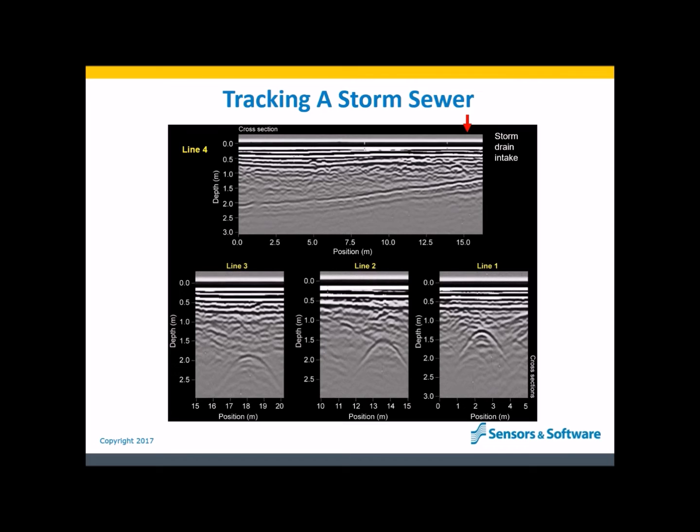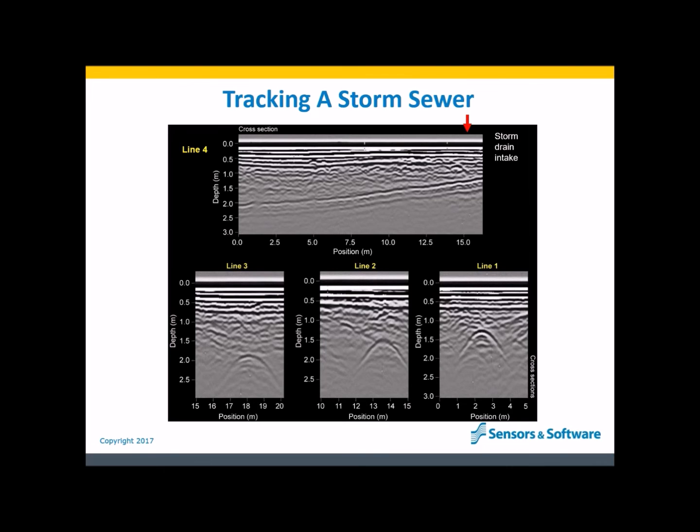Now pretend for a second that you have not seen lines 1, 2, and 3, and that you are just interpreting line 4 on its own. I know that based on what I see in the line, I would interpret the sloping reflector as a boundary. Perhaps the bottom of fill, the top of the native soil, or a bedrock surface. Of course, we know that this interpretation is completely wrong.